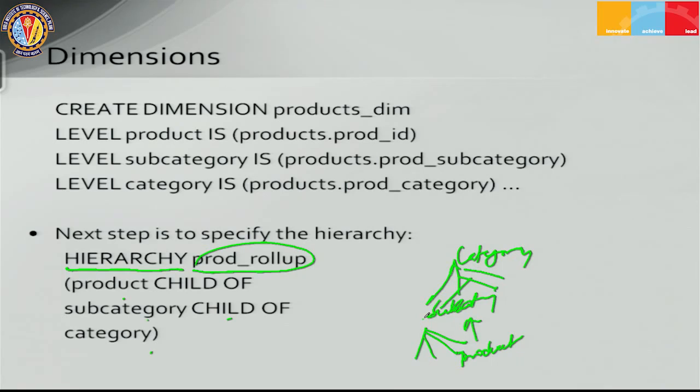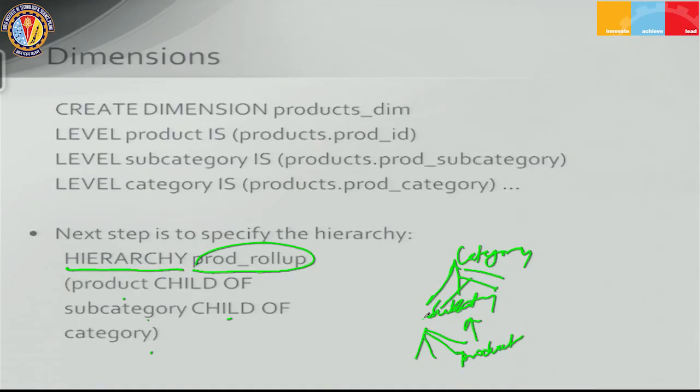So the concept of dimension is supported in Oracle, and you can see how you can create a dimension. If you have a dimension table like product, you have to create a dimension on top of that, and then you have to specify the hierarchy. And now the last topic in this section is online aggregation.